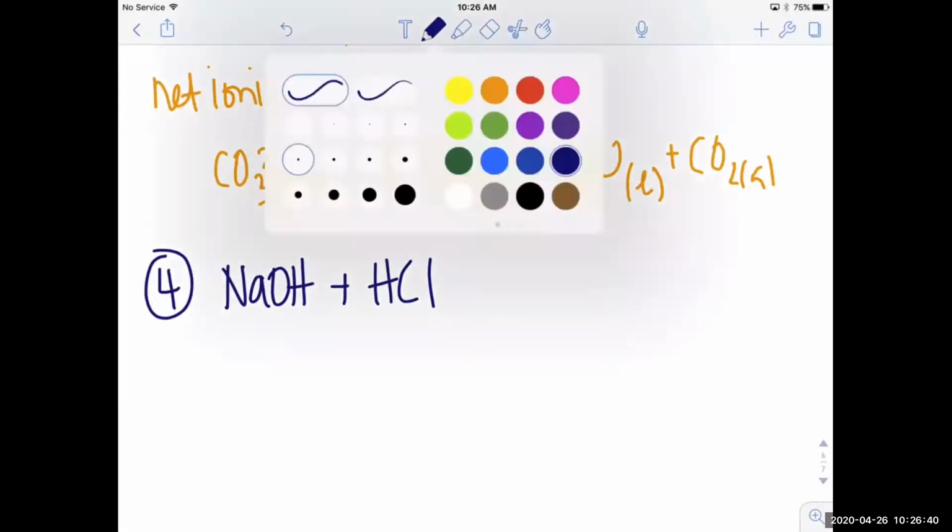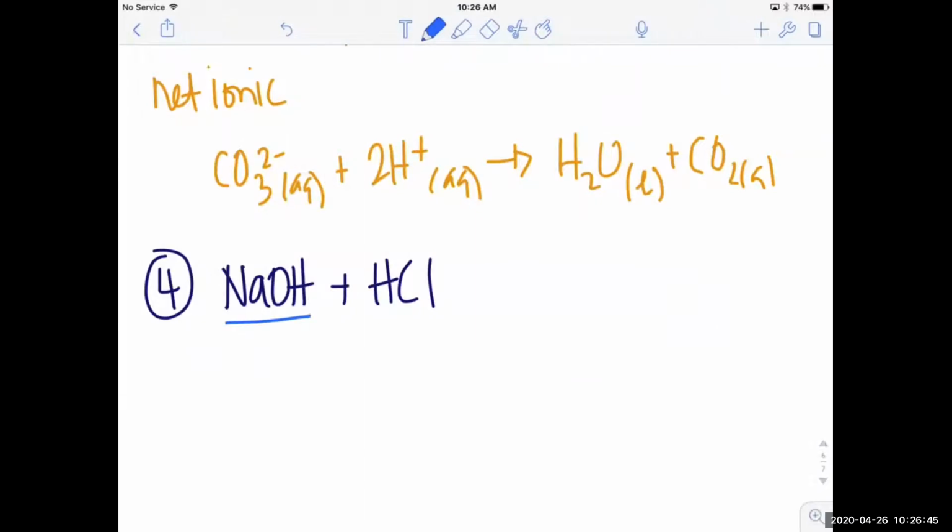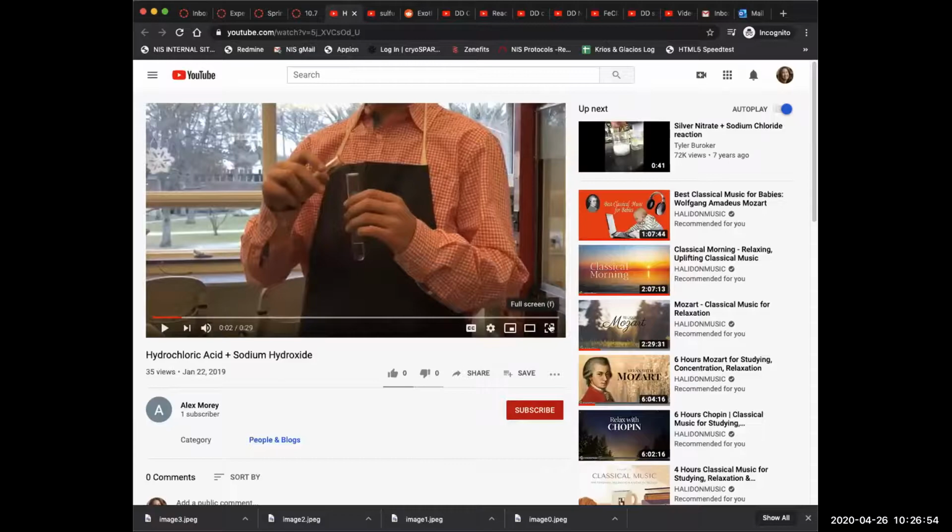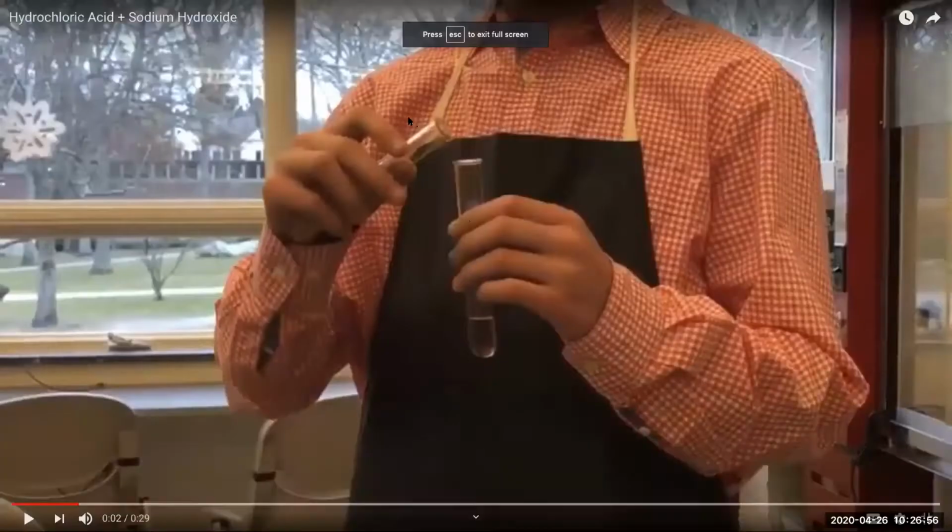So the next reaction that we'll do is sodium hydroxide and HCl. And hopefully you recognize this as a strong base and a strong acid. So let's write down our observations from here. We can see here this gentleman has 2 test tubes. One of them has HCl, one of them has NaOH. What you're going to notice is that there is a pH indicator in here. pH indicators can be used to tell you in a visual way the level of acidity, or how much H or how much OH.